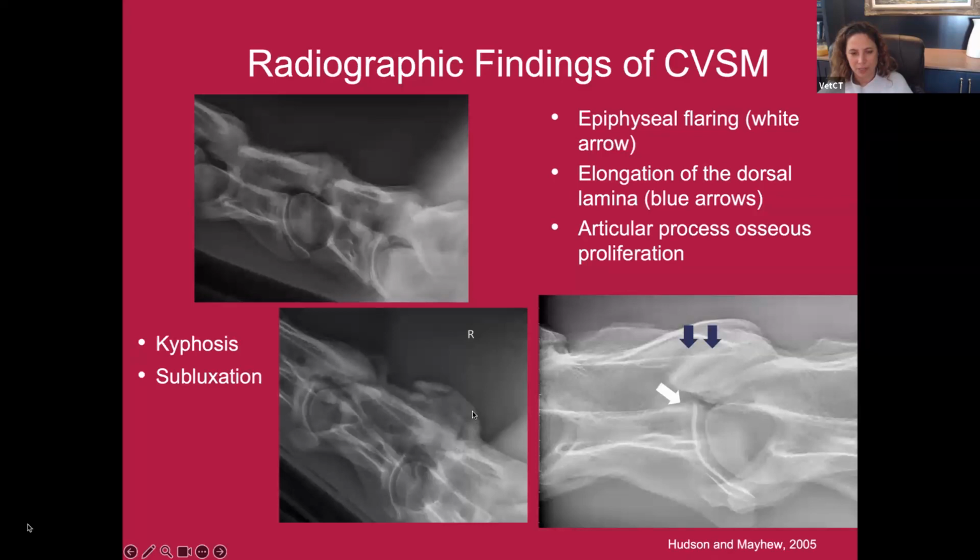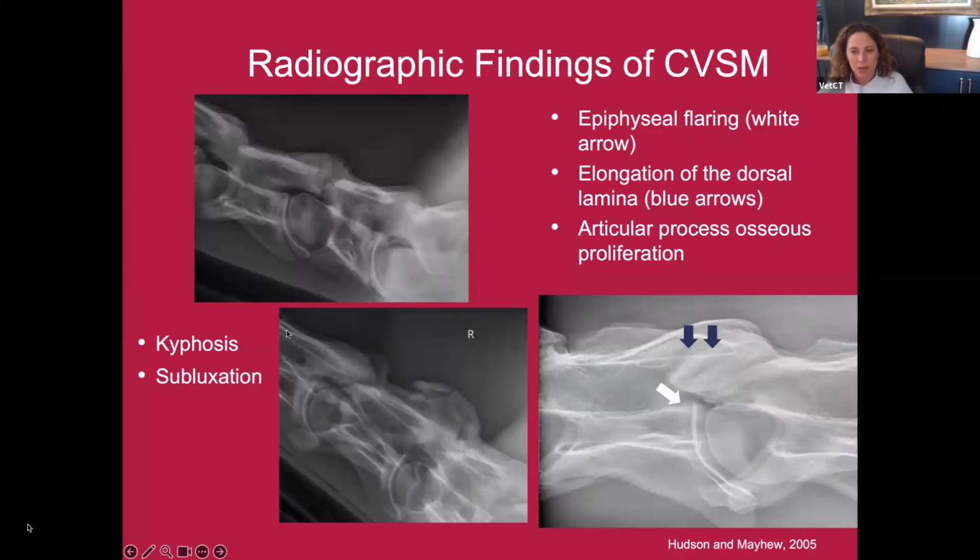Osseous proliferation: this horse has a really good example of a large amount of extensive articular process proliferation. And then subluxation, or abnormal alignment of the spine. This horse, going from C5, you should have a 180-degree straight line down the vertebral canal. As we get here, we start to see narrowing of the vertebral canal and dorsal angulation of C6 relative to C5, and it results in a cone shape to the cranial aspect of the vertebral canal at C6.